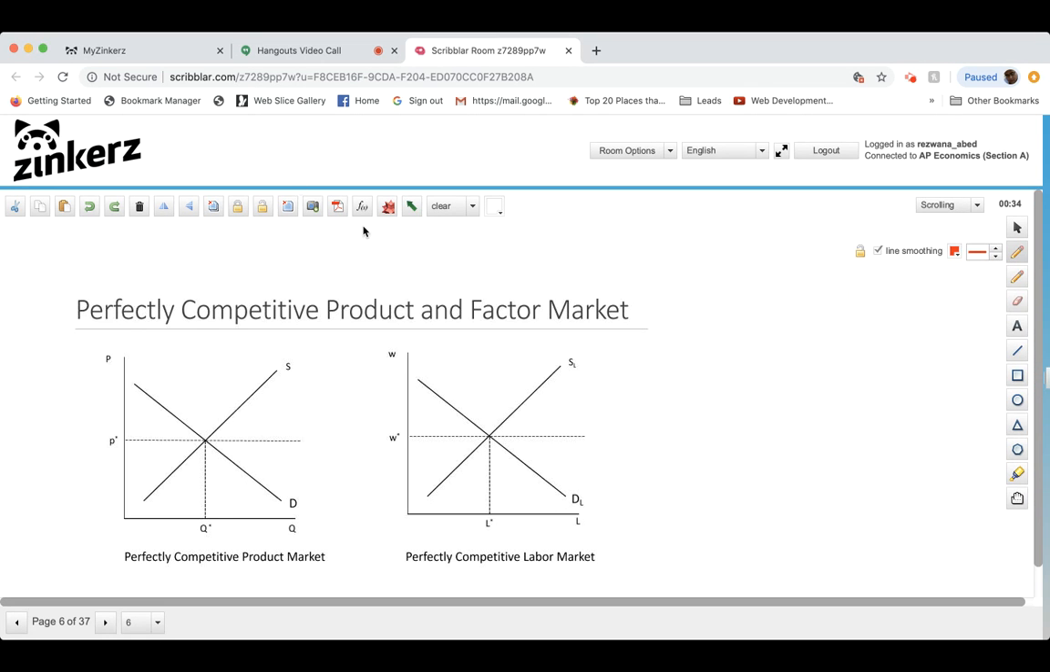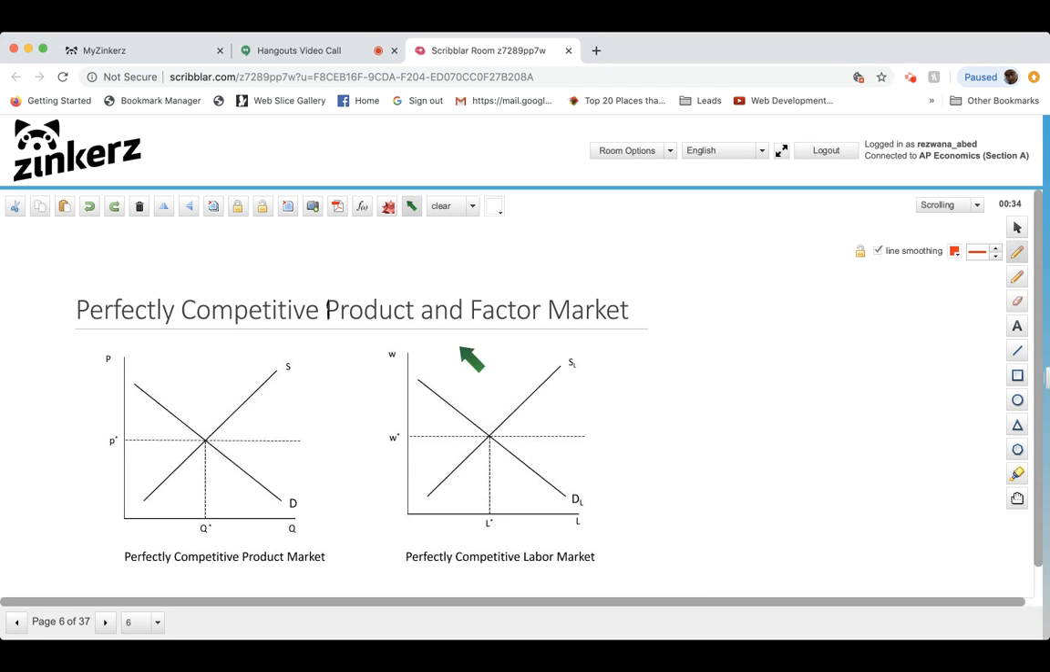So this right here, as you can see, I've drawn the two graphs side by side. This is a perfectly competitive product market, and this is the perfectly competitive factor market. Because we're talking about labor, I've only shown the perfectly competitive labor market. This is the supply and demand where they intersect. This is the equilibrium price, this is the equilibrium quantity of goods and services, bought and sold in equilibrium in the product market.